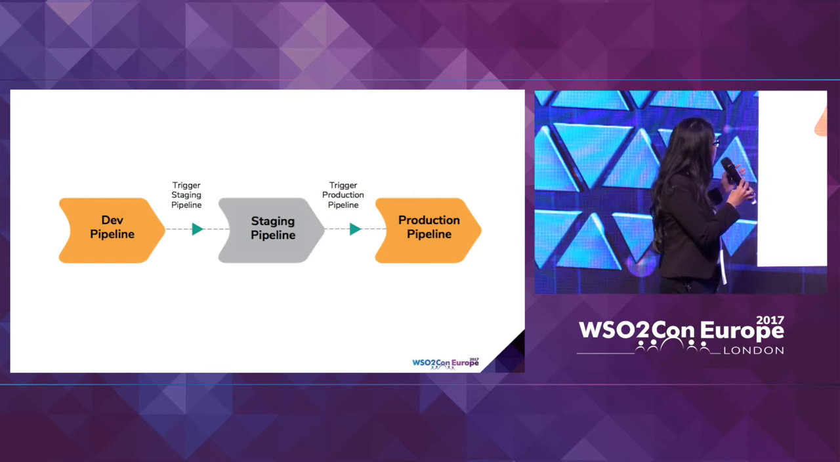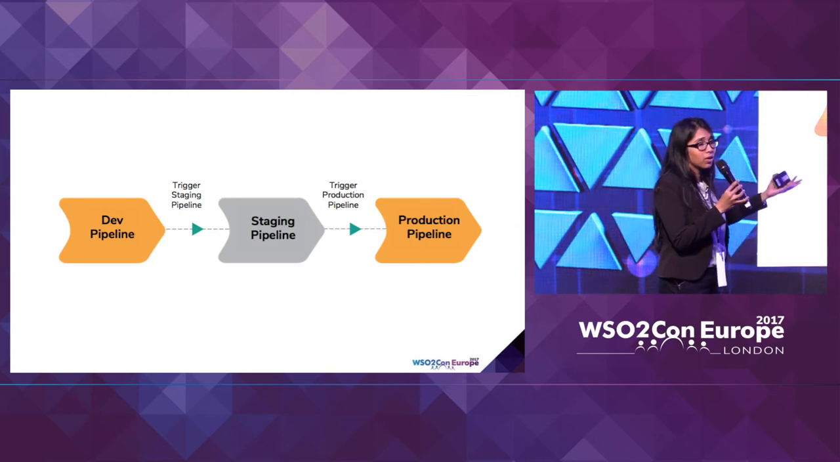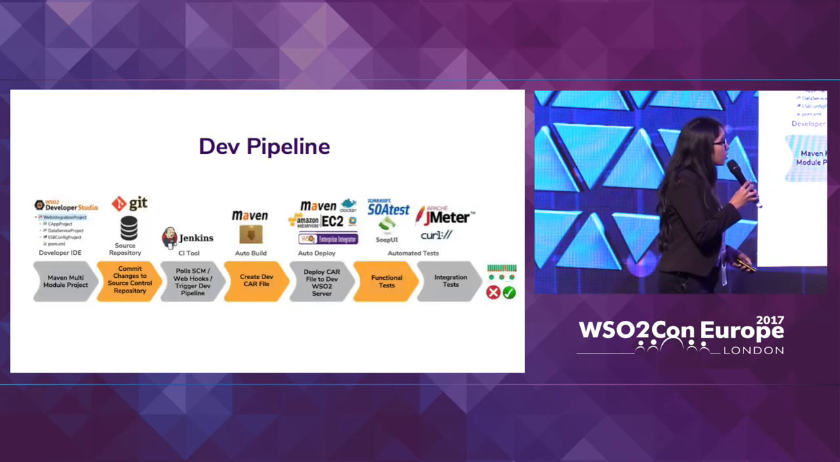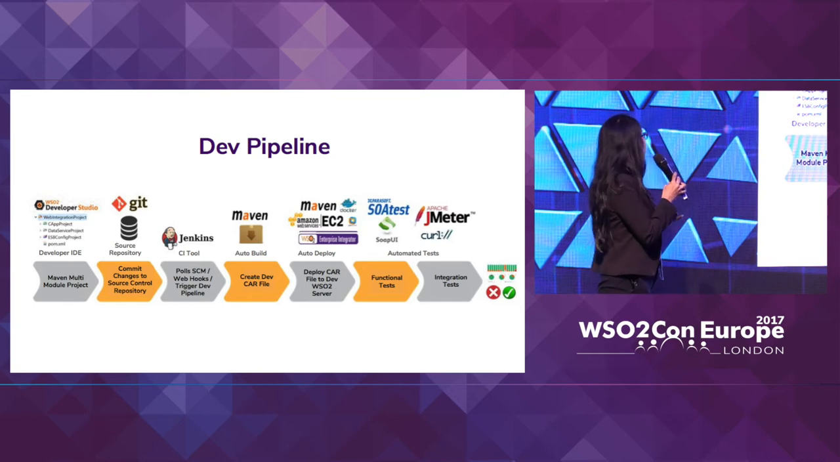all the tests are passed, the CI server will trigger the staging pipeline where the deployable artifacts will be deployed into the staging environment. And then if all the tests pass there, the production pipeline will be triggered. And you can either automatically deploy everything into production or else manually deploy it. So it can be a CD or a CDEP process. So dev pipeline. Let's take a look at how to do this.